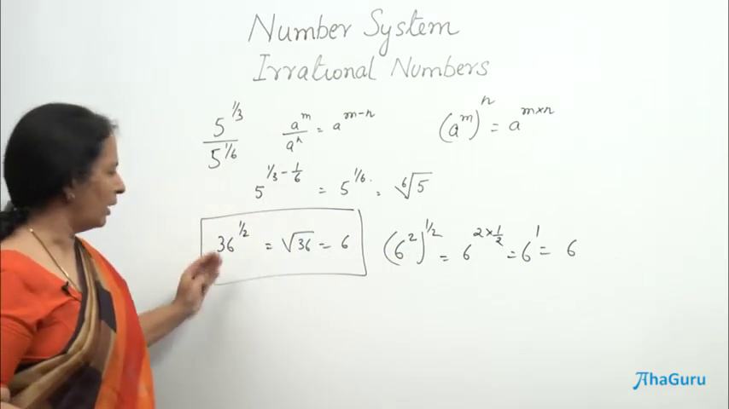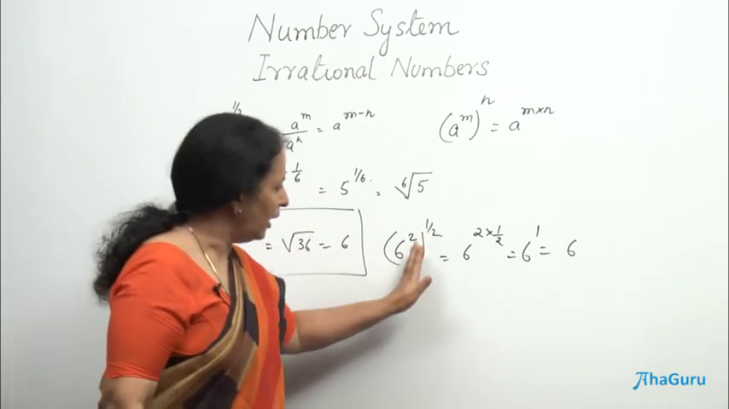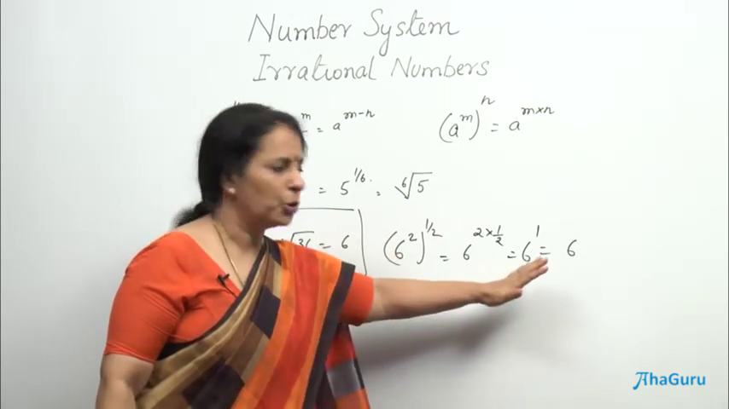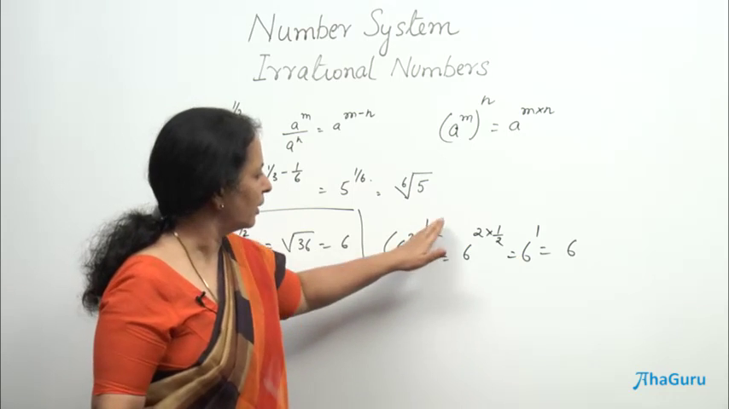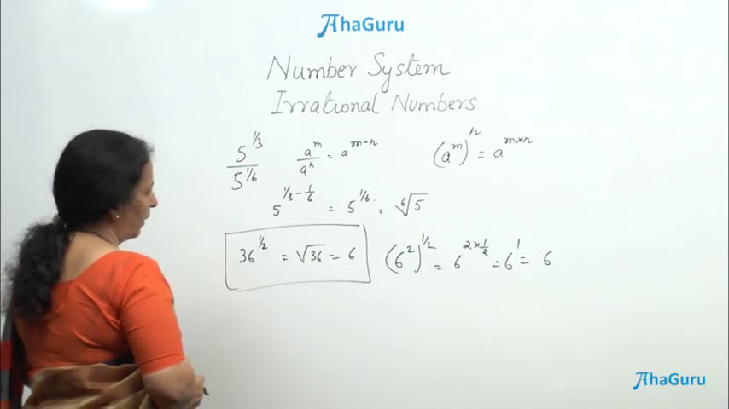This is an easy way of writing. Anytime you see the power half, you just find the square root of that number. But anyway, it works. That is what I wanted to show you. So, you can write it as 2 and then half and multiply and get the answer. Let us do one more problem.